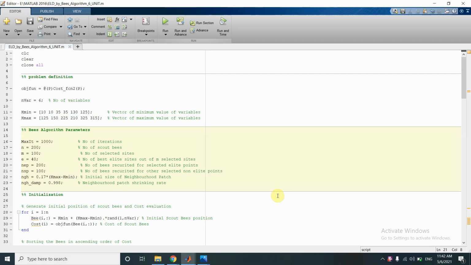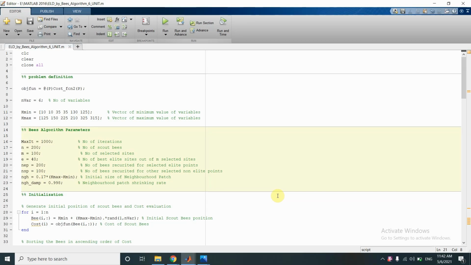Now getting on with the MATLAB code, we start it with clearing the command window, clearing the workspace variables and closing all existing figures. Then into the problem definition part. Here we define our objective function.